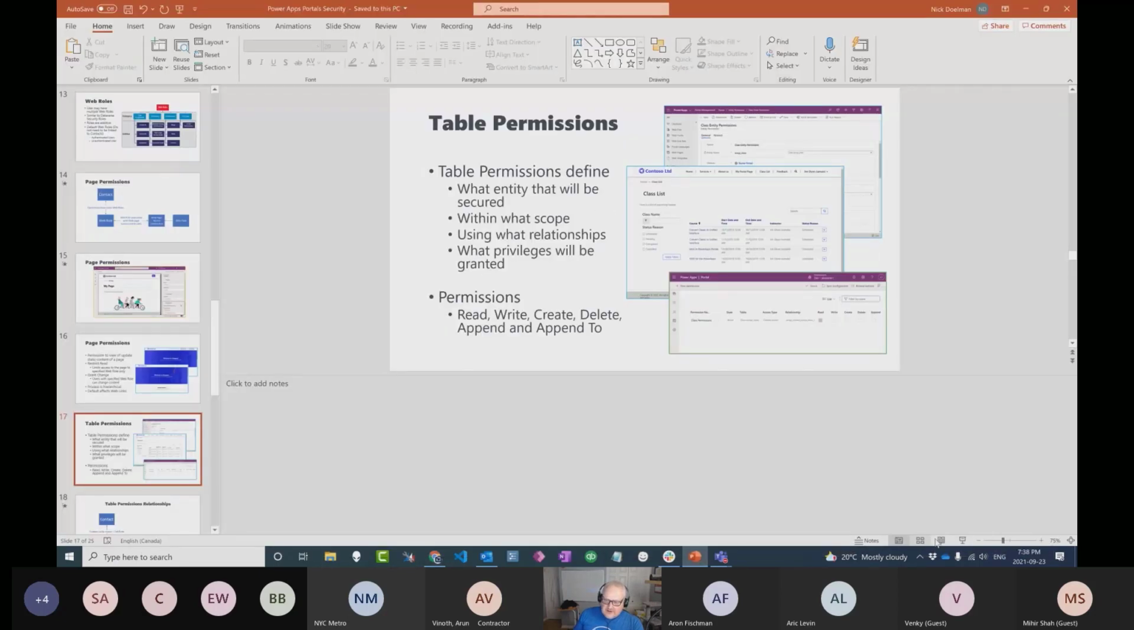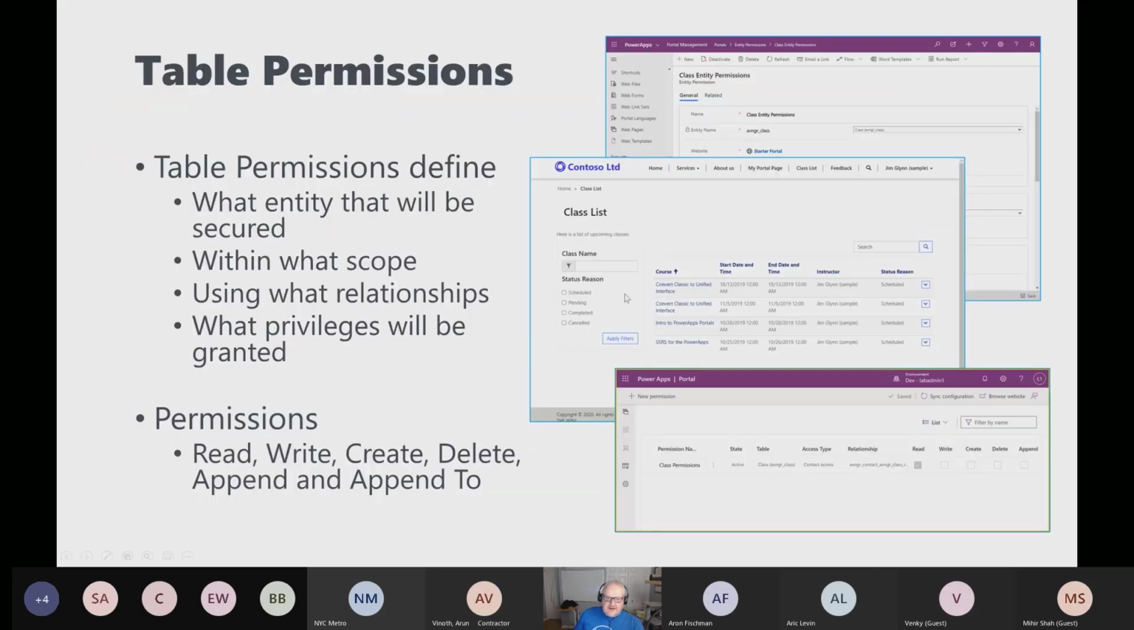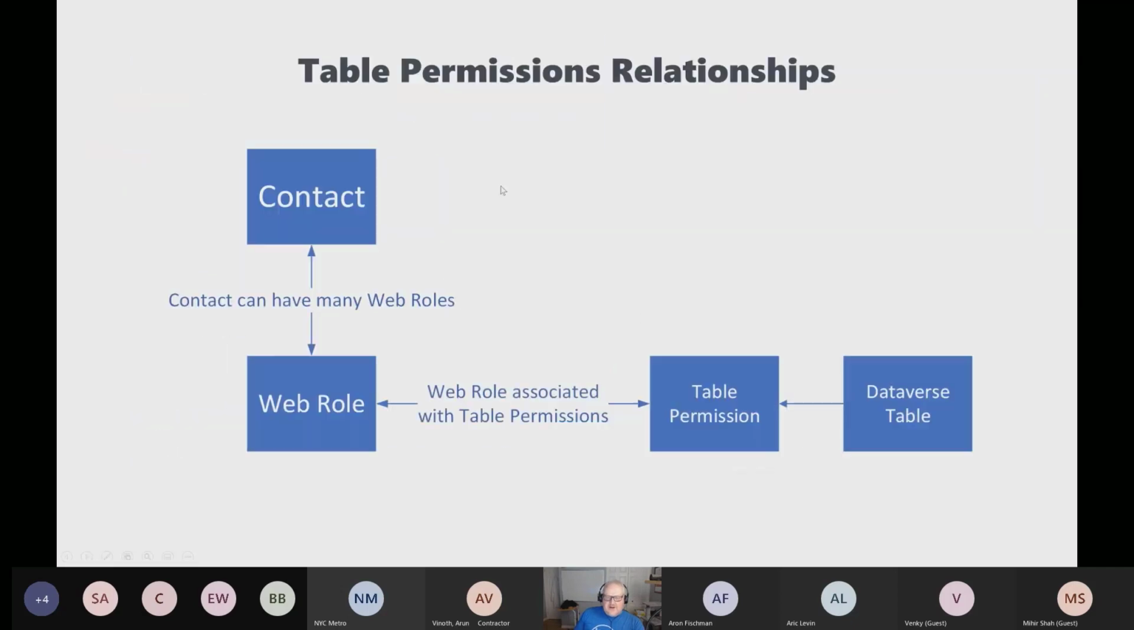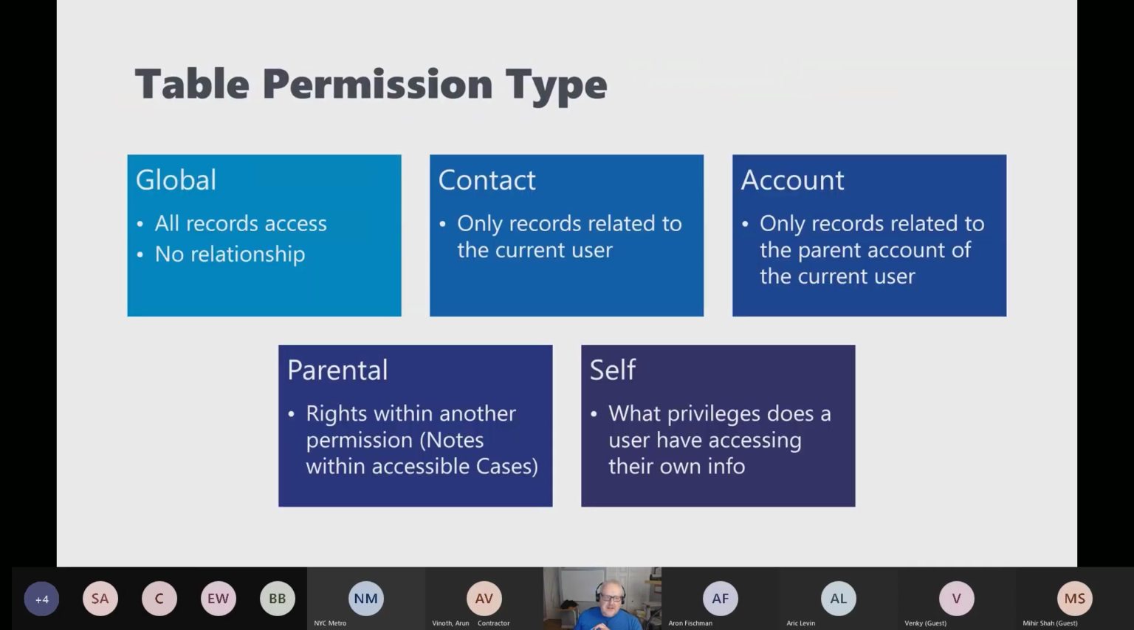So I'll quickly go back to my deck here and talk about, again, that relationship of the portal metadata. We have a contact linked to many web roles. The web roles are associated with the table permission, and the table permission is associated with the Dataverse table. That diagram is really a nutshell of how these permissions work. And again, we have the different permission types: global, contact, account, parental, and self. These are the different types of scoping.